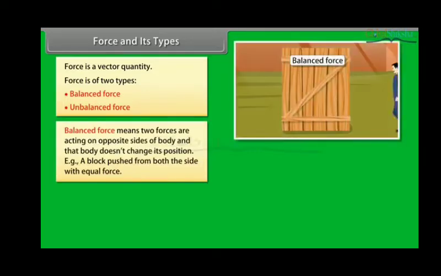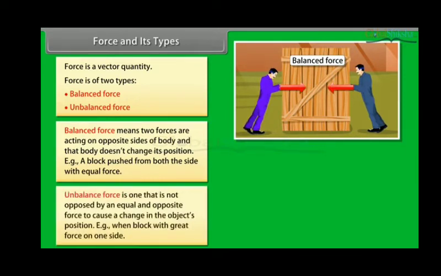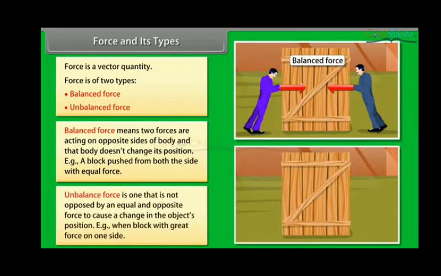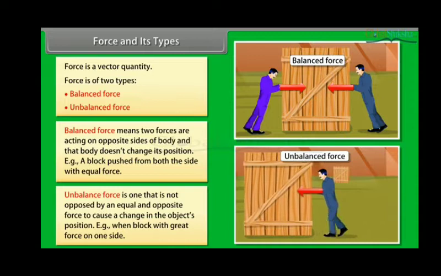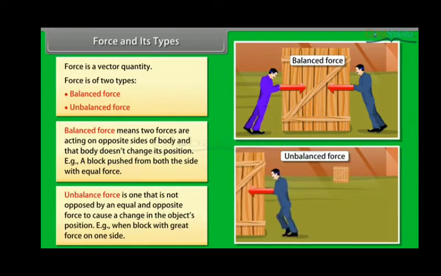Balanced force means two forces are acting on opposite sides of the body, and that body does not change its position. Example: a block pushed from both the sides with equal force. Unbalanced force is one that is not opposed by an equal and opposite force, causing a change in the object's position. Example: a block pushed with great force on one side.